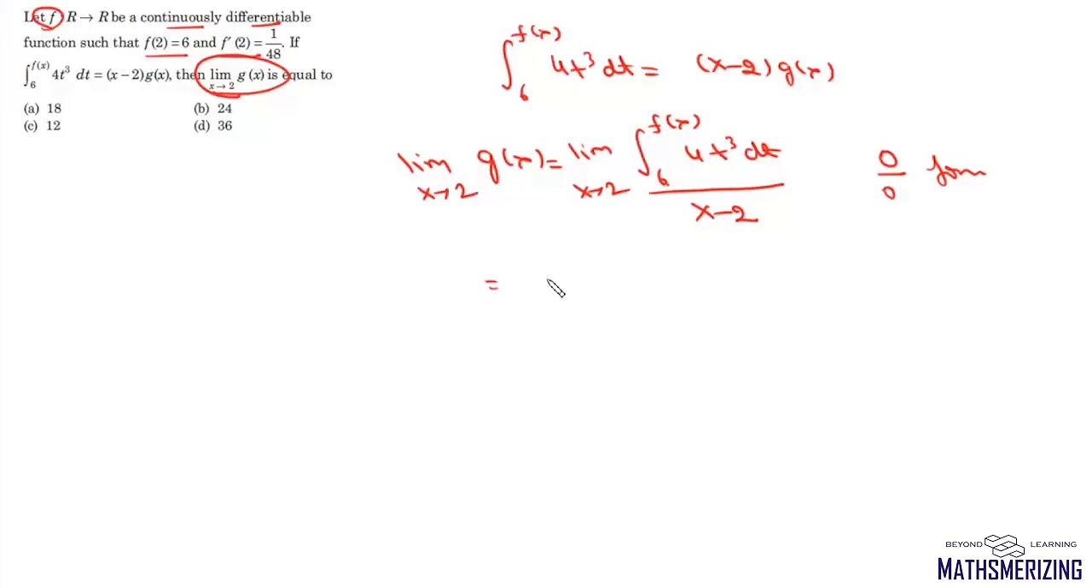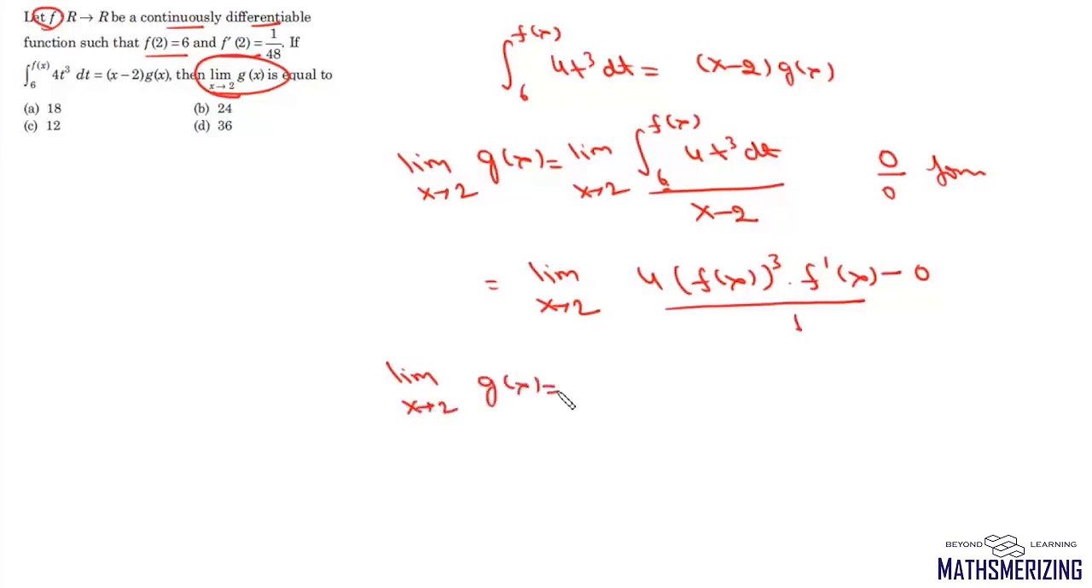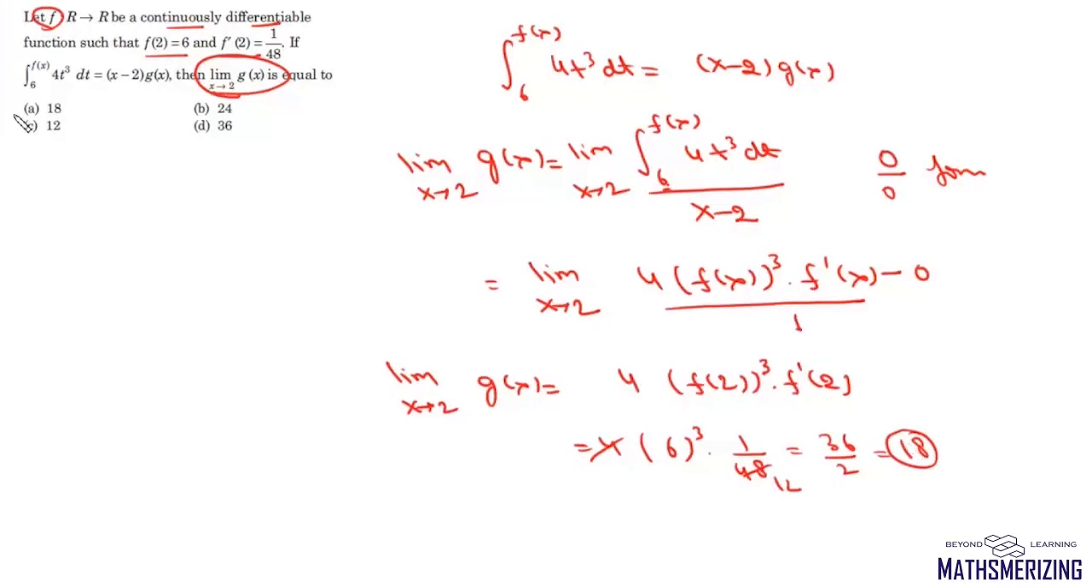And if it is 0 upon 0 form, we have to use L'Hopital's rule. So we can write the limit as x tends to 2, and we'll differentiate the numerator using the Leibniz integral rule. So it'll be 4 f(x) cube into f dash x, minus, and here the lower limit is constant, so the derivative of the lower limit will be 0, upon 1. So the limit of g(x) as x tends to 2 will be 4 f(2) cube into f dash 2. Now f(2) is 6, so it will be 4 into 6 cube into f dash 2, which is 1 by 48. So this is 36 by 2, and this is 18. So the value of this limit is 18, and that's your option A.